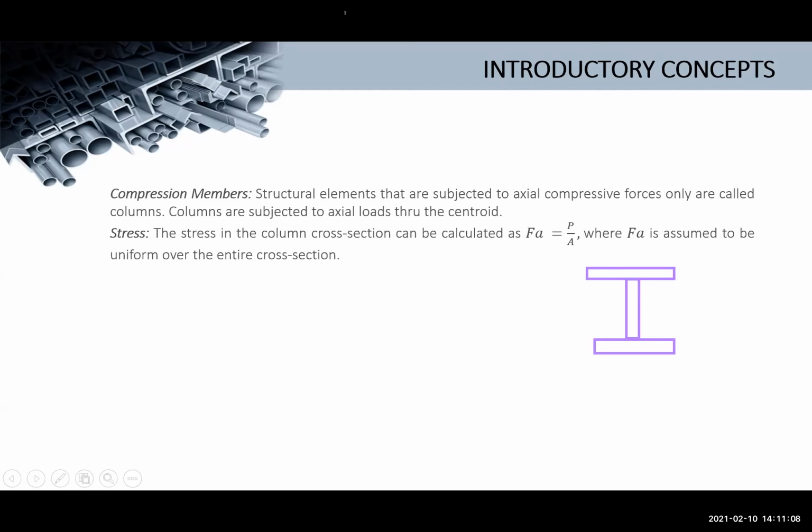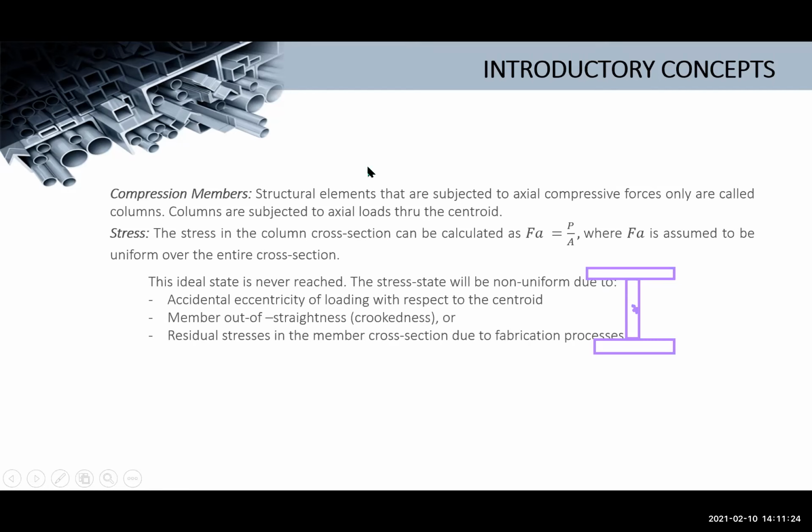And then if there's a force, of course, your force is in this portion. This is the top view. Now, our stress, we assume that the stress is uniform over the entire section. That is what we compute as F over A. But this is actually your ideal state. This ideal state is actually never reached, because it is impossible for the stress to be uniform over the entire section.